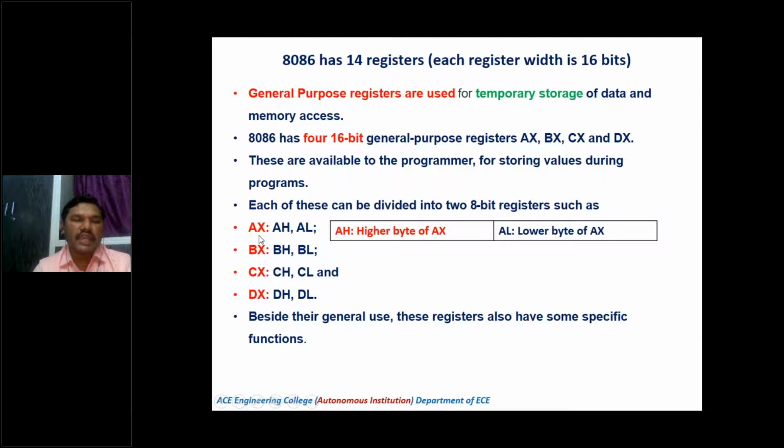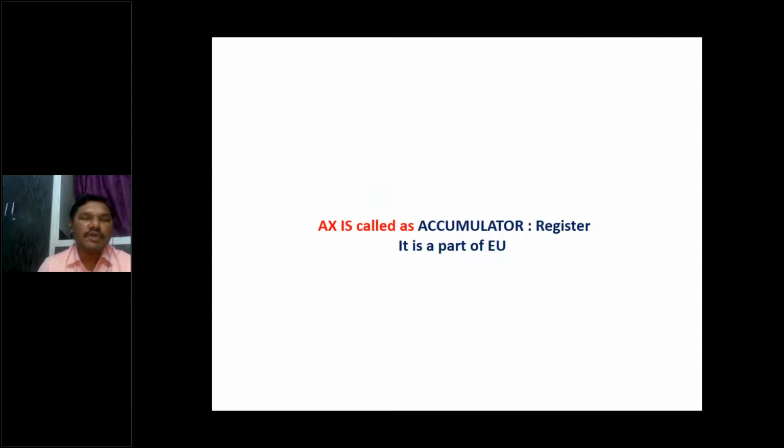In the case of AX, AH is called the higher byte and AL is called the lower byte. In the case of BX, BH is the higher byte and BL is the lower byte. CH is the higher byte of CX and CL is the lower byte. DH is the higher byte of DX and DL is the lower byte. Besides their general use, these registers also have specific functions. What is the function? We will see one by one.